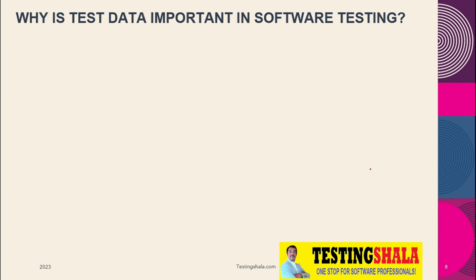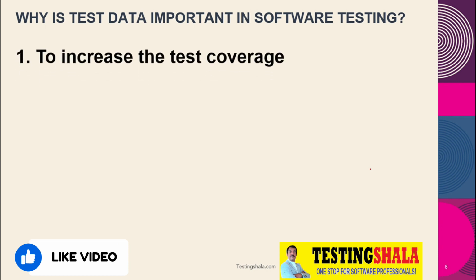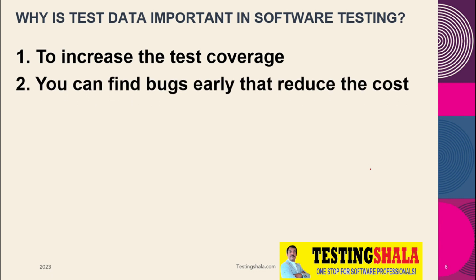The next question is why test data is important in software testing. What is the importance of test data? When you have the right set of test data with various combinations, we can definitely increase the overall test coverage. The second important aspect is that we are able to find more bugs, and we can reduce the overall cost of application implementation, because when we find bugs early in the system, we can improve the overall cost as well.